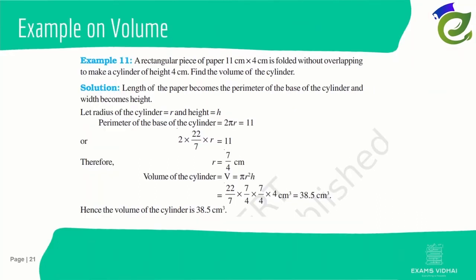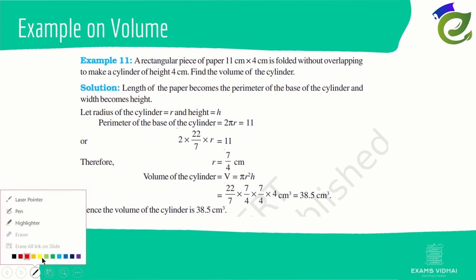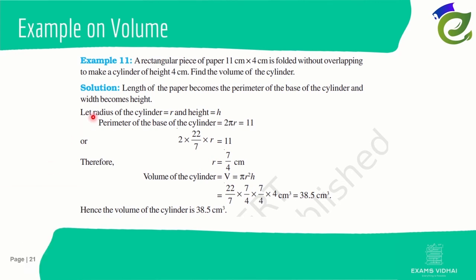Example on volume. A rectangular piece of paper 11 cm by 4 cm is folded without overlapping to make a cylinder of height 4 cm. Find the volume of the cylinder. Solution. From the question, the length of the paper becomes the perimeter of the base of the cylinder and the width becomes the height. Let the radius of the cylinder be r and height be h.